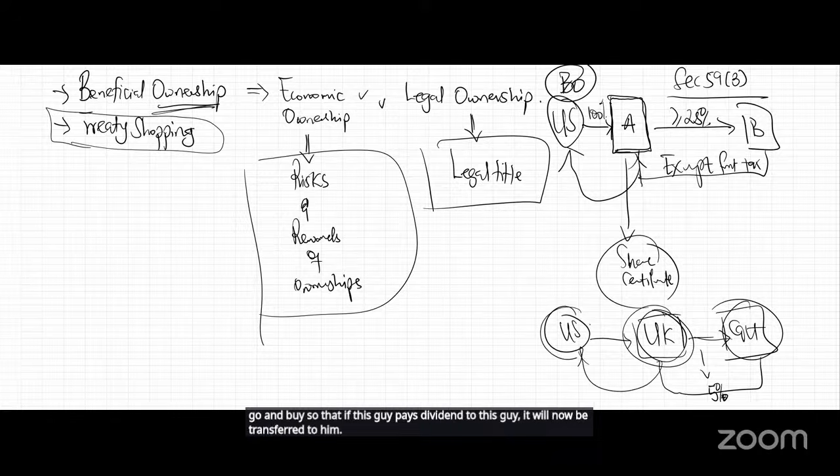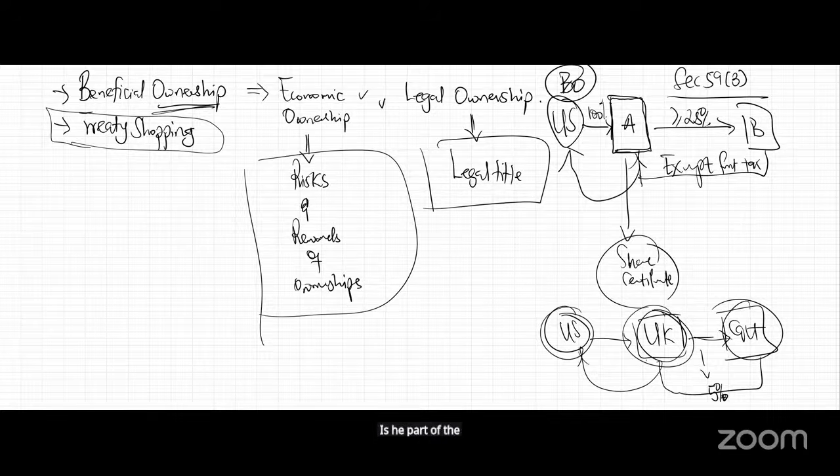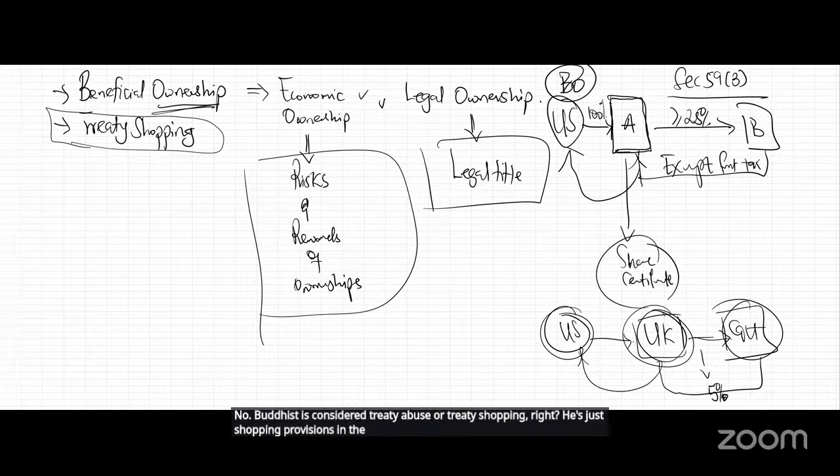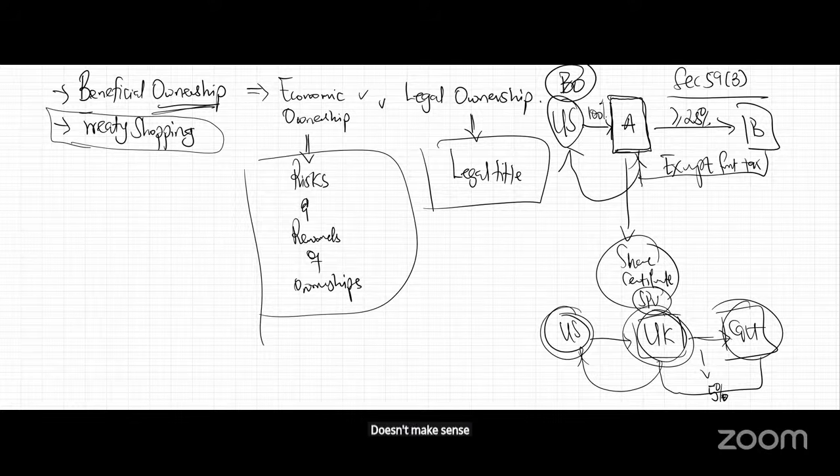But is he part of the treaty? No. So this is considered treaty abuse or treaty shopping, right? He's just shopping provisions in the treaty by setting up a conduit entity. So this UK company is just what we call a special purpose vehicle. It's just used to transport the dividends to him. Does it make sense? Yes, Prof. And that's exactly what they gave last night.